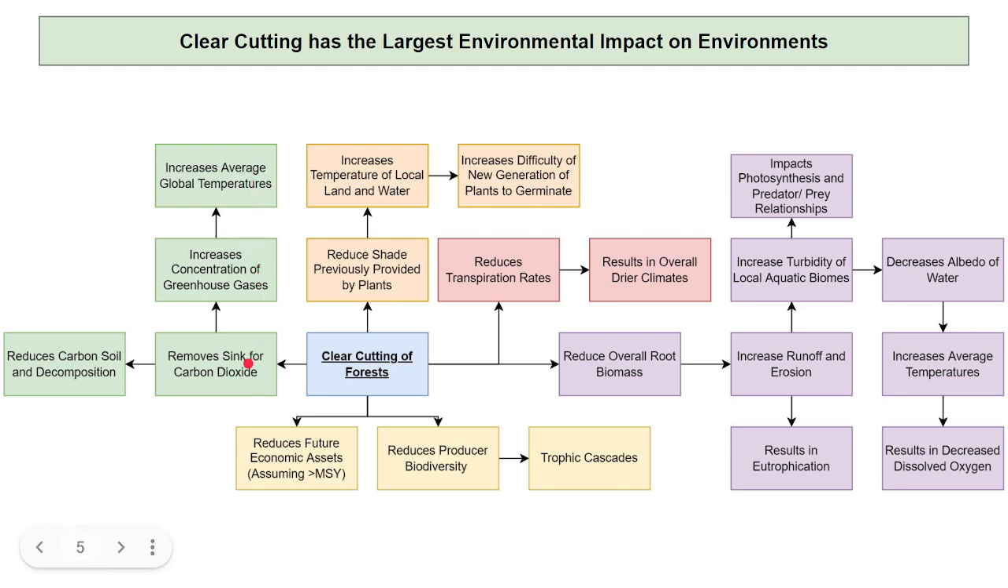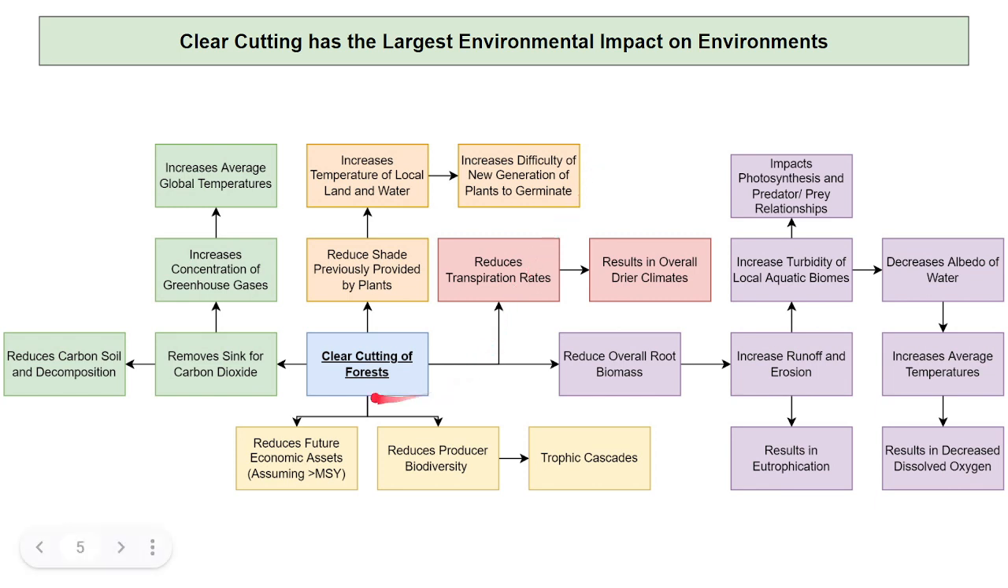Also, when we stop having carbon dioxide taken in from the atmosphere, that's going to reduce the amount of carbon that is available in our soil and for decomposition. Next, we talked about in the watershed video, you're going to reduce the amount of shade that is provided by plants, which is going to increase temperatures of local land and water ecosystems, which is going to make it difficult for new generations of plants to germinate and also organisms in aquatic ecosystems as well.